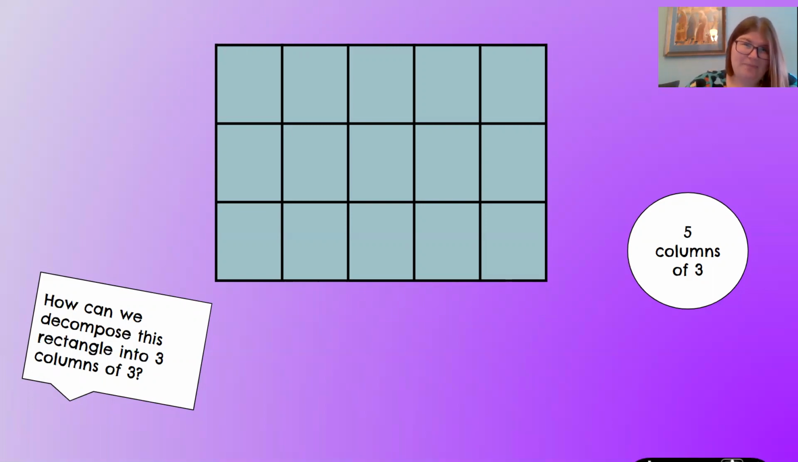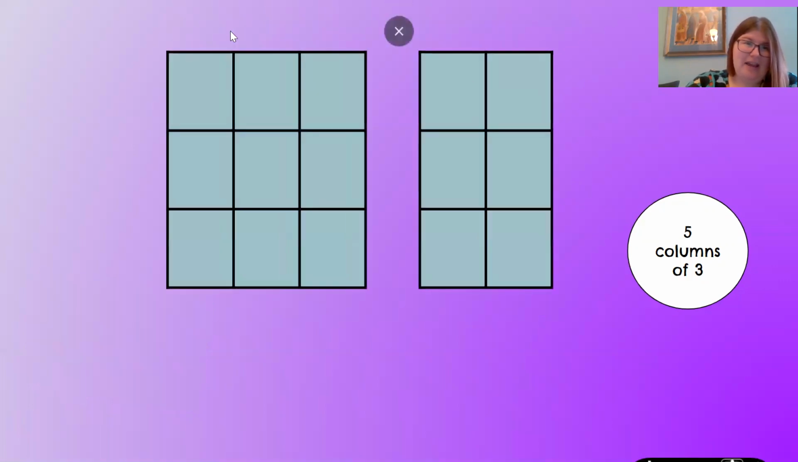Let's see if your answer matches mine. I know I have to take 1, 2, 3 columns, and I have 3 in each here. So I still have my total of 5 columns. My array has not changed, but instead I have one group of 3 columns and another group of how many? Right, 2.